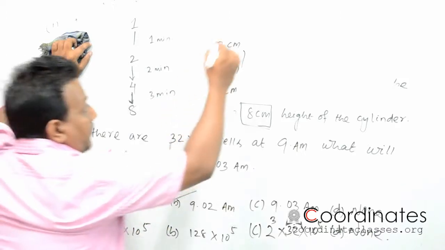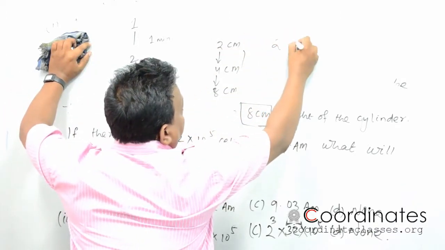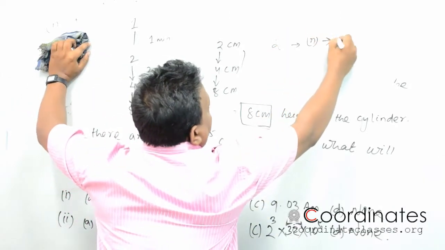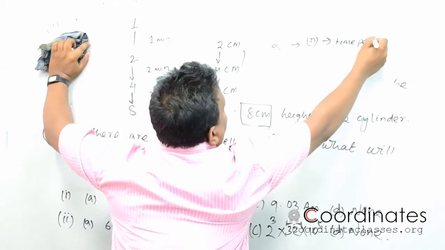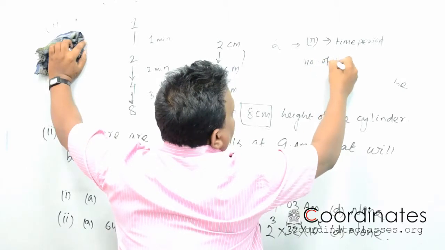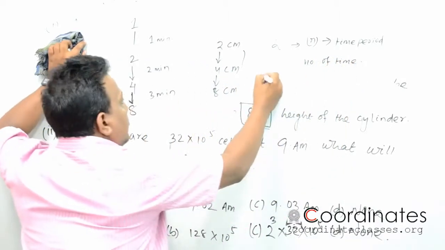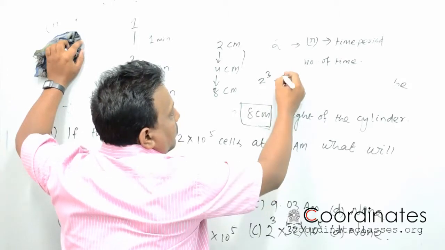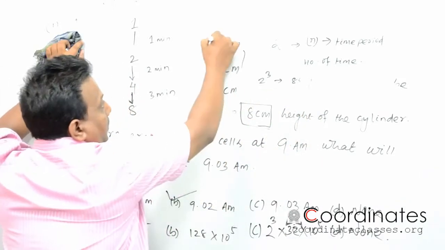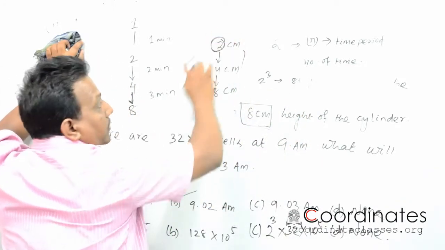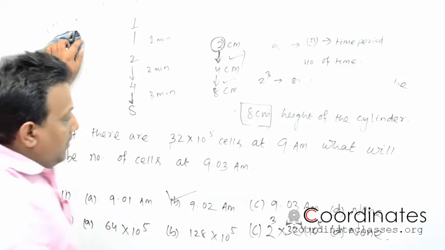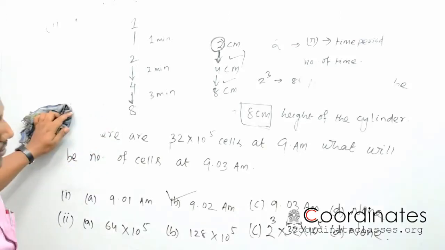Now what is the formula behind it? The number of cells is 2 to the power n, where n is the time period or number of times the cell divides. So 2 to the power 3, what is this one? 2 to the power 3 means it is 8. Now my question is that it is occupied by 2 cm. So after 1 minute it will be 4, and after 2 minutes it will be 8. So the first question's answer will be at 9:02.